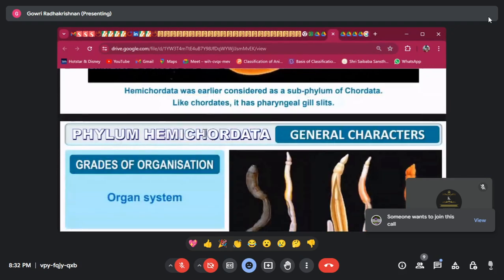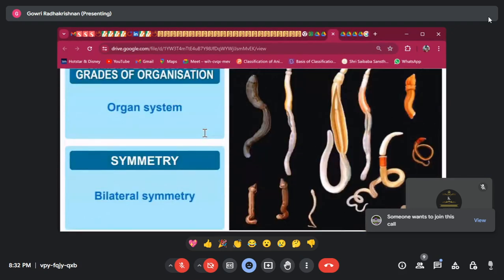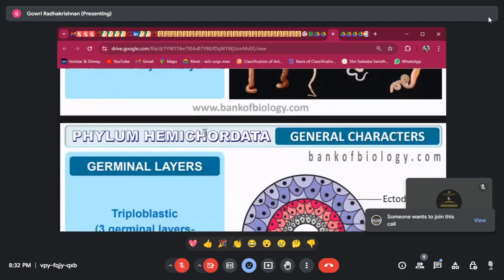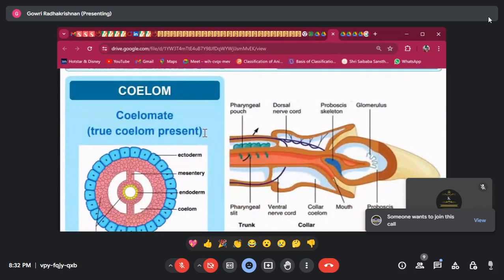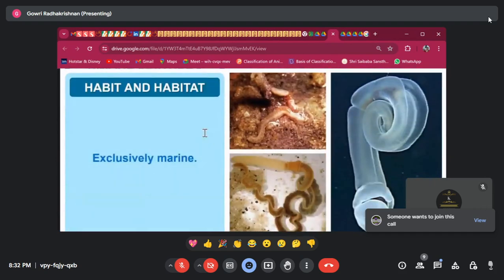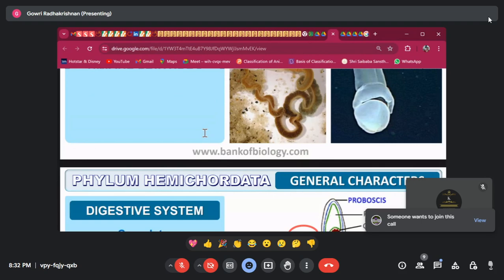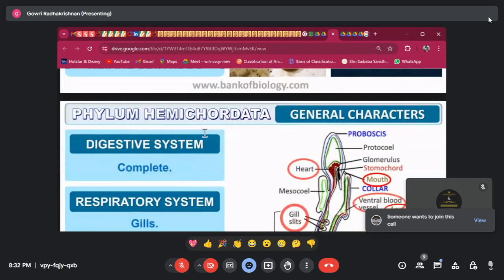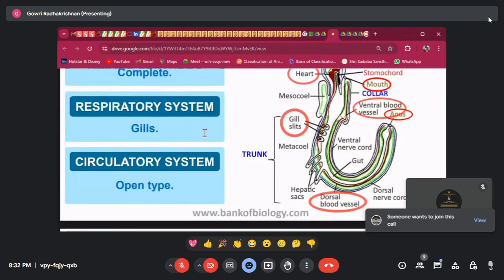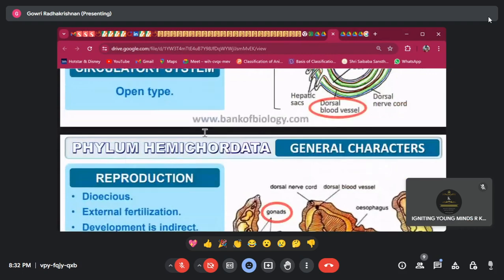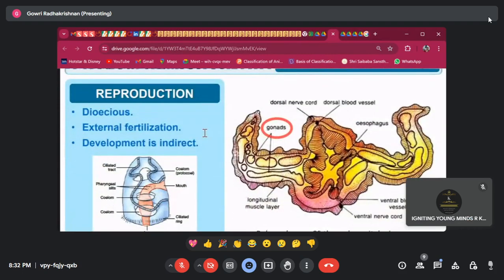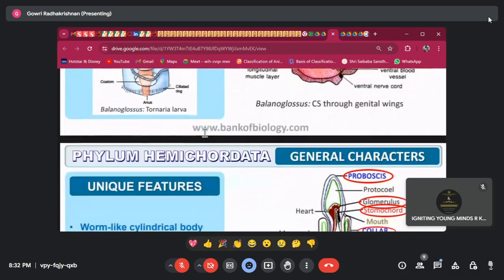Hemichordata. Hemichordata exhibits organ system level, bilateral, triploblastic, coelomate, and exclusively marine. They look like worms, but they are chordata. Digestive system complete, respiratory through gills, and circulatory system open type. Reproduction dioecious, external fertilization, development is indirect. All right.